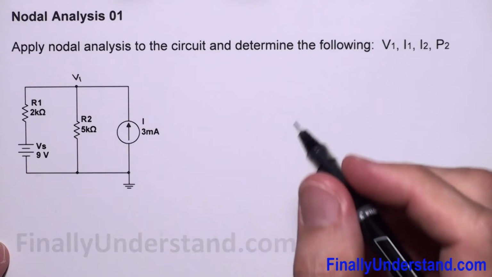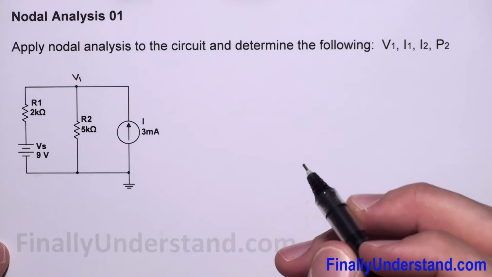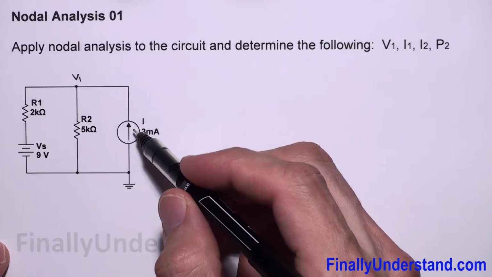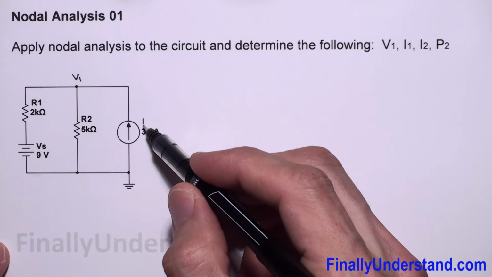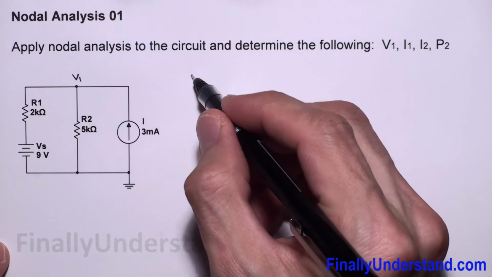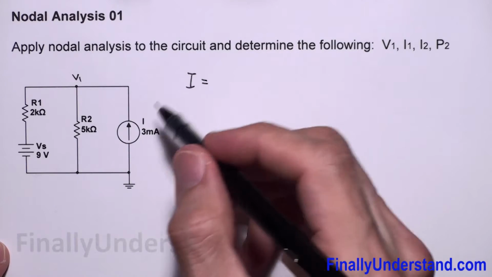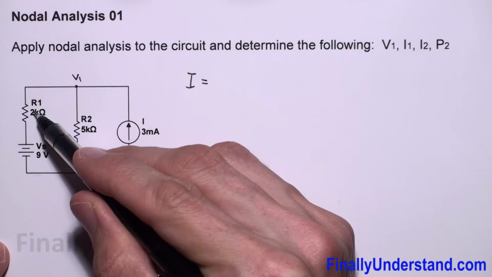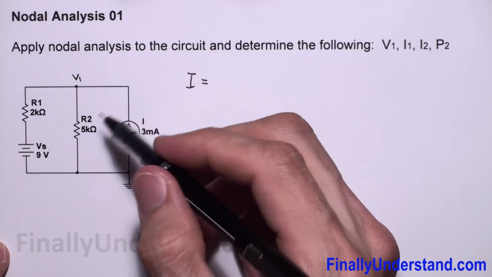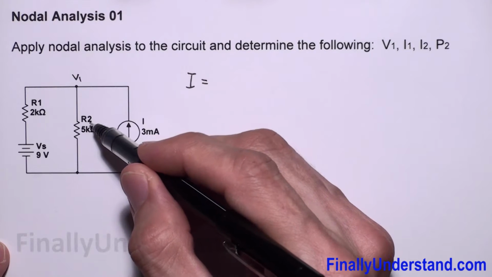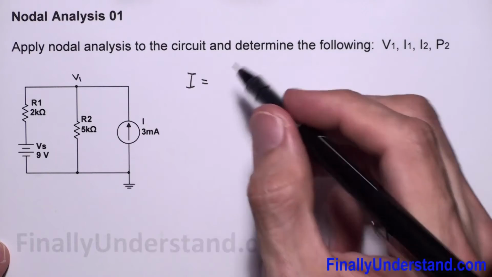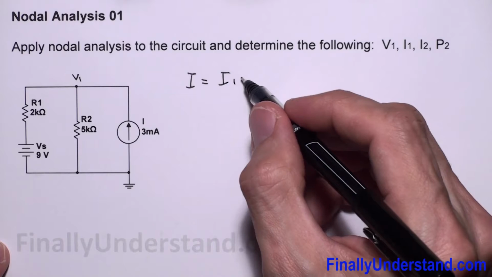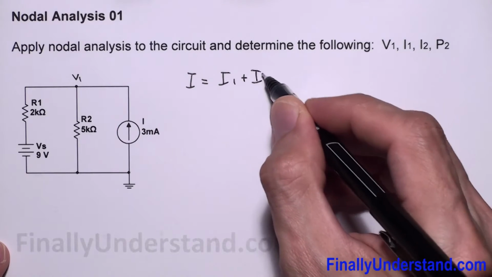Next, what we're supposed to do? We're supposed to write the formulas. Please notice that we have to look at the current. This current I is going to be equal to the sum of the currents: current I1, which goes through the resistor R1 and the voltage source, and the current I2, which will go through the resistor R2. That's why I'm going to write that I is equal to I1 plus I2.